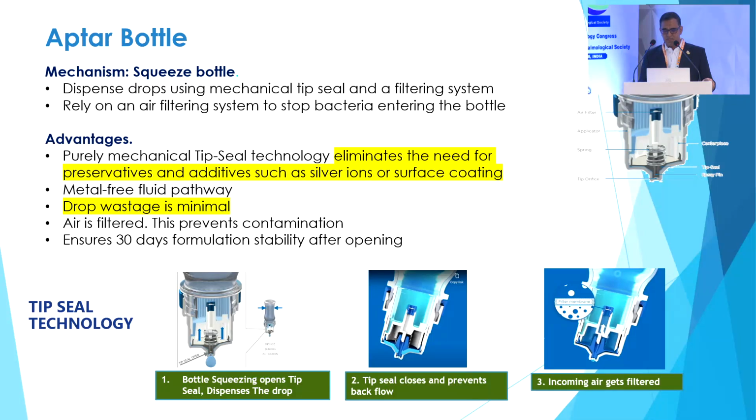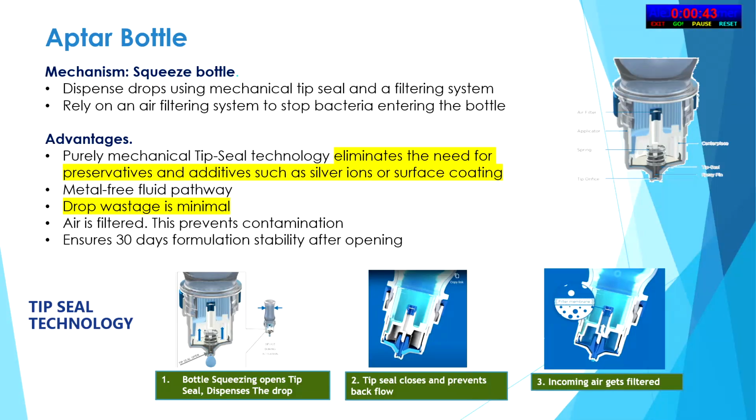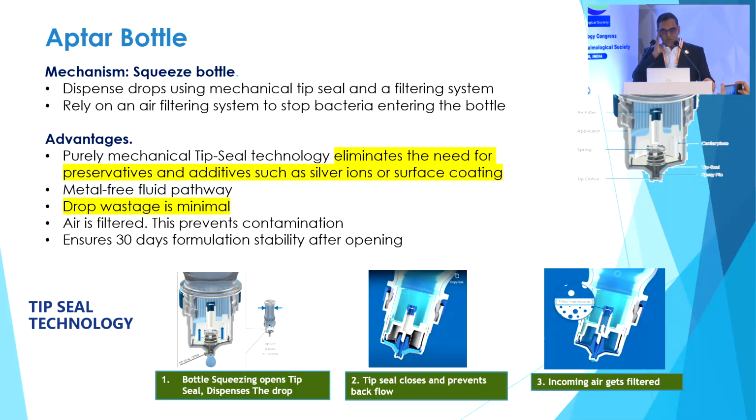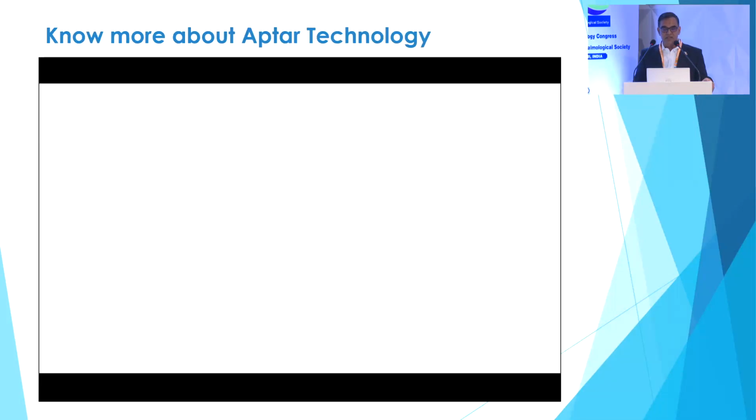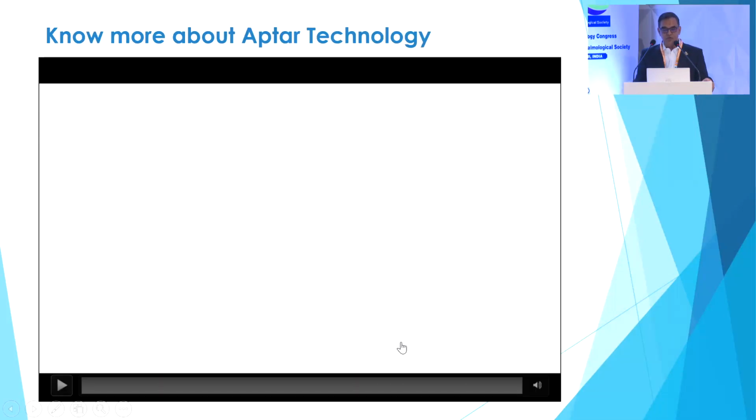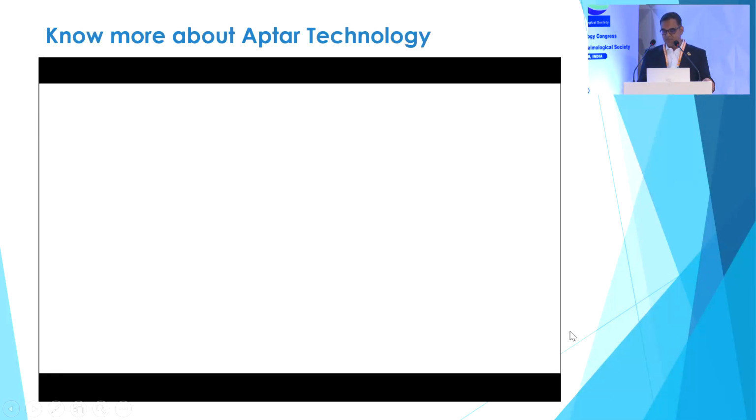This is the Aptar bottle, and this is the mechanism of how the bottle gets the drop out. Squeezing the bottle opens the tip seal and dispenses the drop, then the tip seal closes and prevents backflow. The incoming air which goes back into the bottle gets filtered. So this is a very nice technology, at least on the engineering part of it. For those of you who want to know more about the Aptar technology, Aptar Pharma has a website which you can look up.